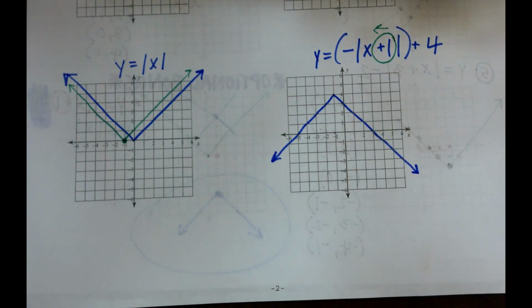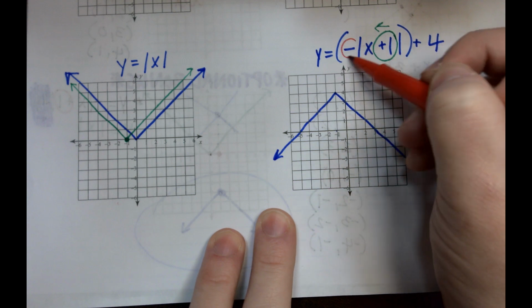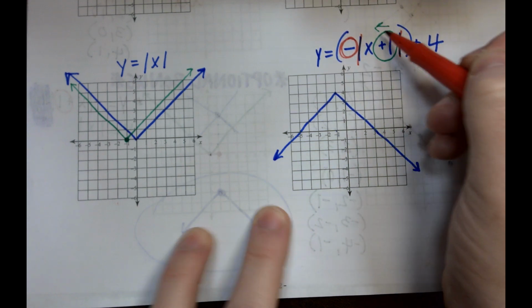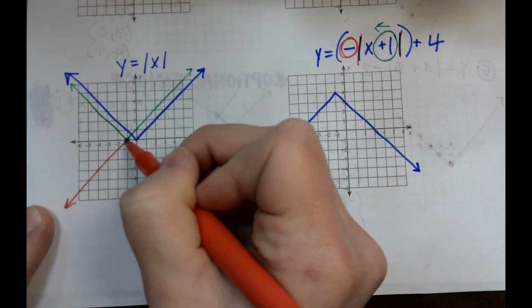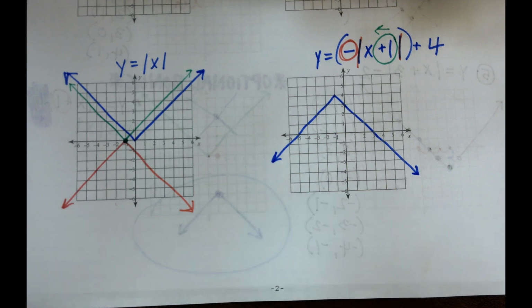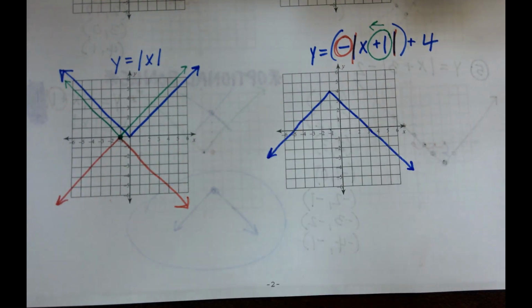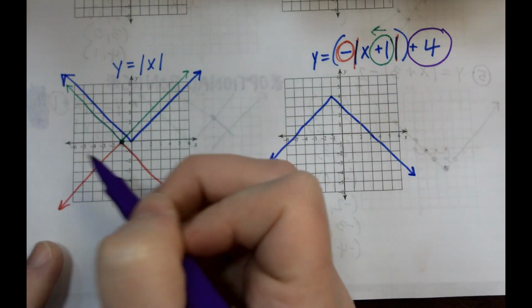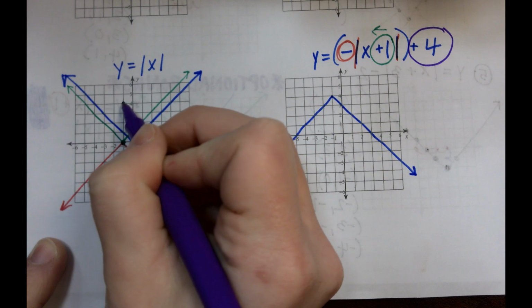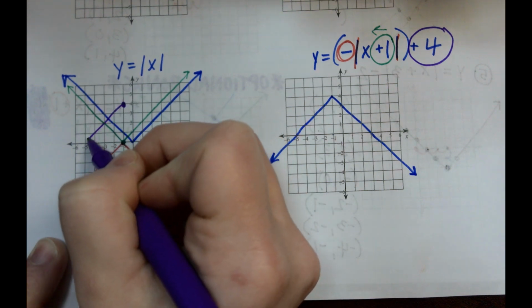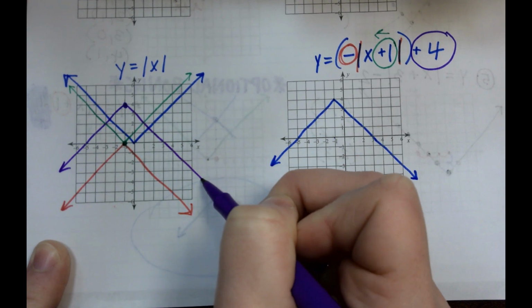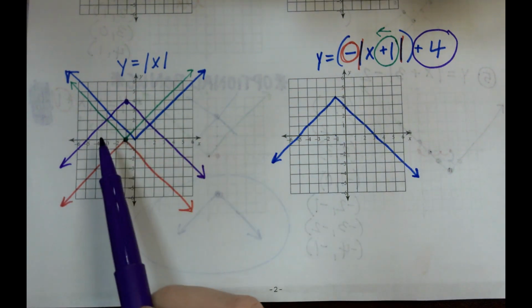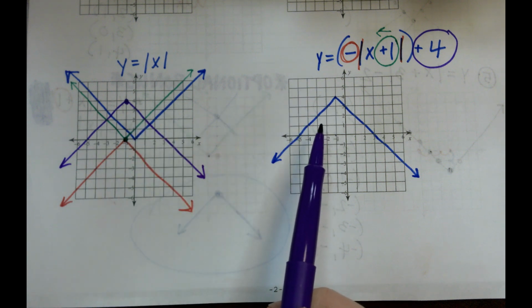Now we've got the negative outside the absolute value. The negative is going to flip it upside down. And then last but not least, we have +4, and that moves this red one up 4. Yeah, that's a lot of lines. So here's the steps we took. Here's the answer.